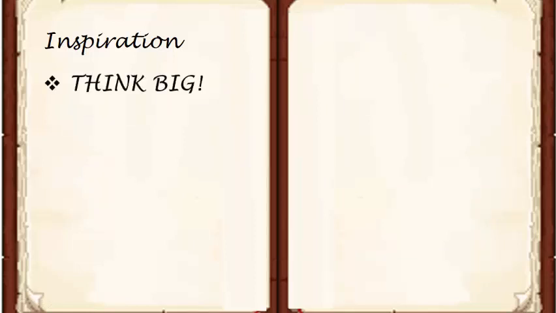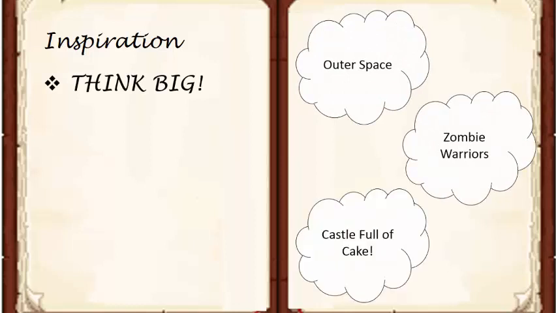Lastly, think big. Think outside the box, or outside the blocks in this case. Maybe you want to do something in outer space. Maybe you want zombie warriors. Maybe you want a castle that's full of cake. Think big. You never know. You could always tune back what you write, but trying to actually fill out things after the fact can be a lot harder.